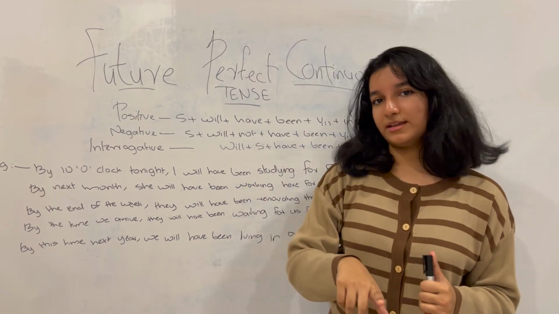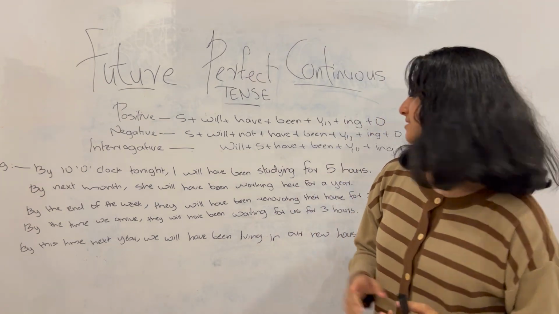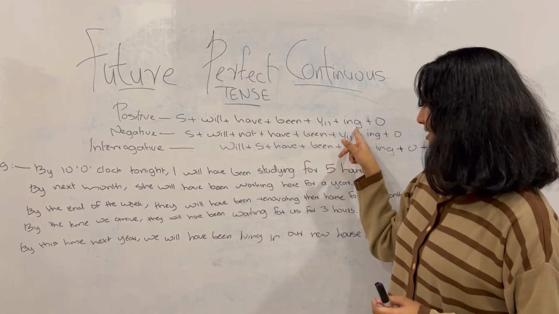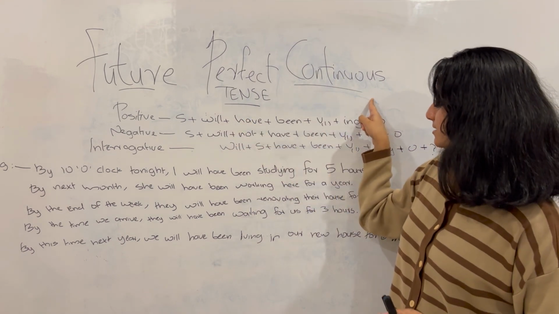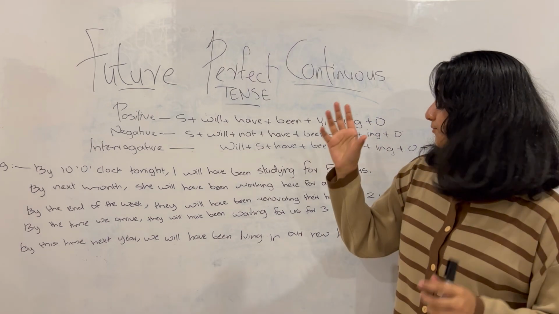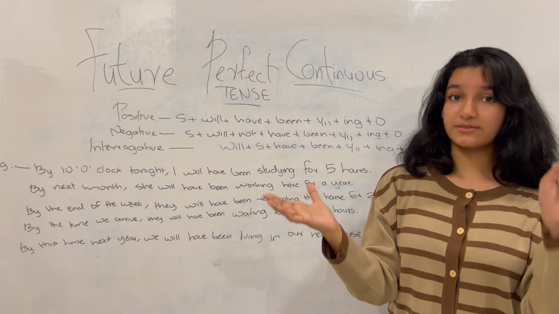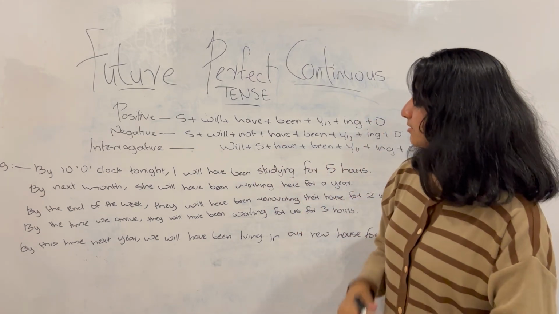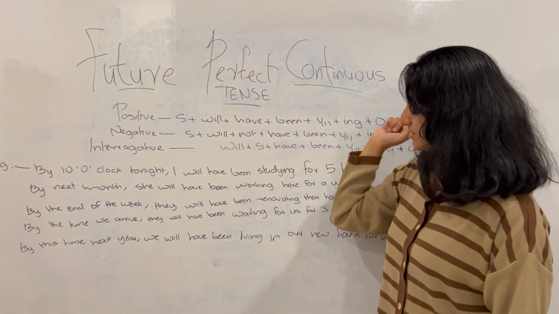But first, let's look at the format, of course. For making positive sentences, the format is subject plus will plus have plus been plus verb in the first form plus ing plus object. And of course, because it is a continuous tense, it is a verb in the first form plus ing, and verb in the first form because for us to add ing, the verb has to be in the first form. And also it is will have been because it is a future perfect continuous tense.